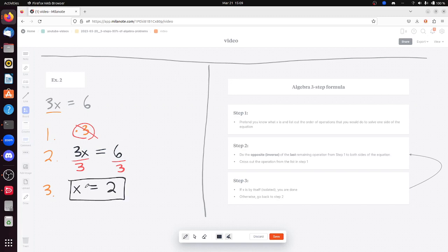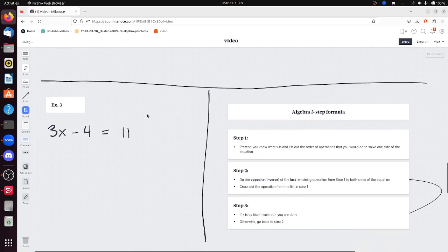And then you check this. Obviously, x is by itself for step 3, so we're done. We don't have to do multiple versions of step 2 and 3. But if you plug x equals 2 back into the initial equation, you see that 3 times 2 does equal 6. And now let's get a little bit more complicated.